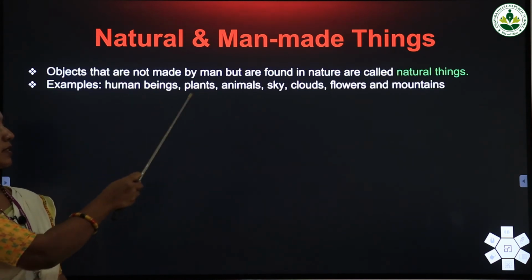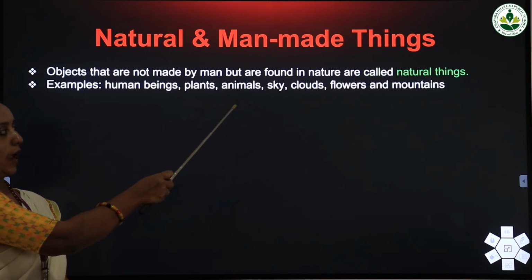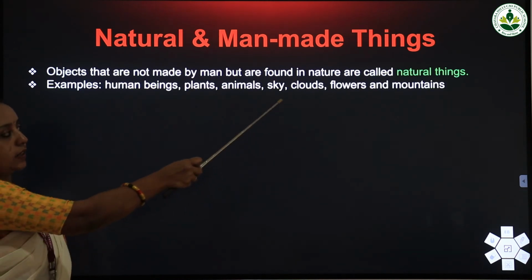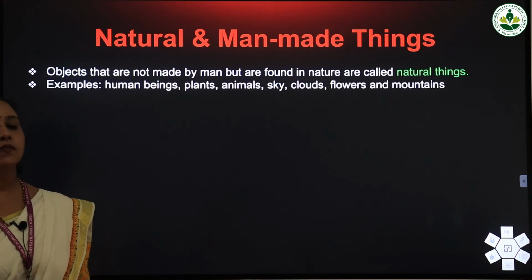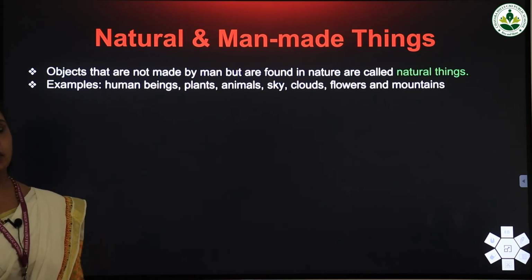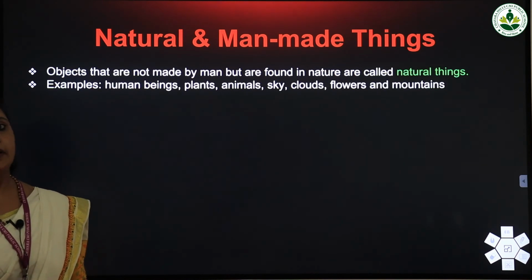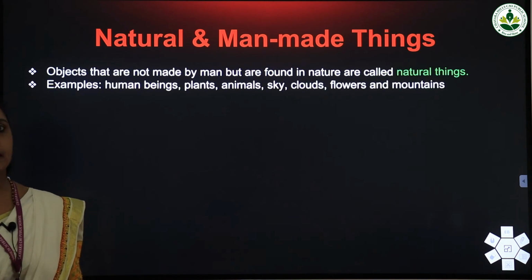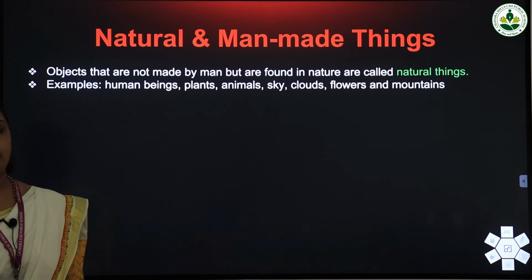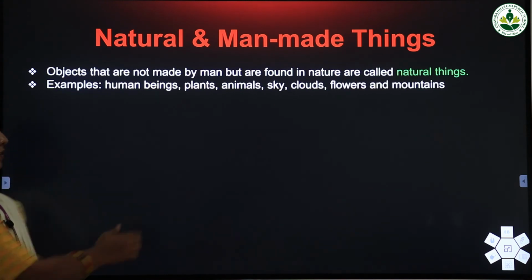So all human beings, then all the plants, animals, sky, clouds, flowers and mountains. So in the slide you saw the picture of sun, you saw the picture of waterfalls, ocean. These are also natural things. So there are so many examples for natural things. Clouds, stars, sky, even the planets, all these are natural things.